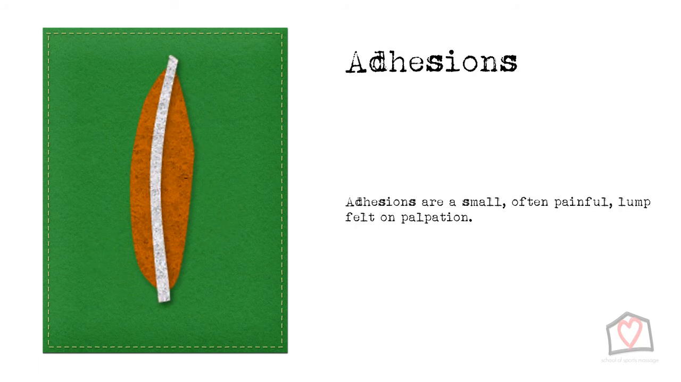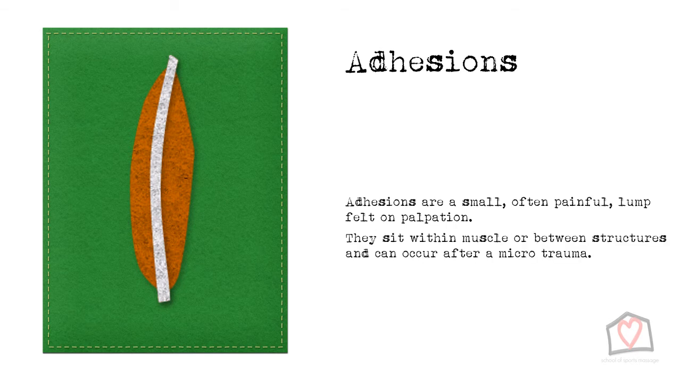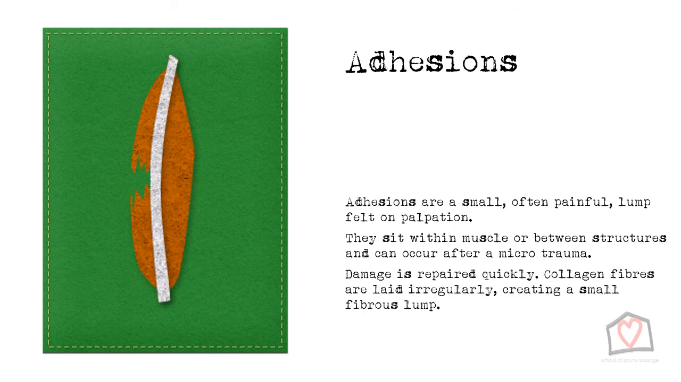Adhesions are the next key point to consider. They are a small lump on palpation, often painful, and can sit within the muscle or between structures. They typically occur after a microtrauma. This might be exercise, which damages muscle fibres on a localised basis, or external trauma. This damage is repaired quickly by the body by laying down collagen fibres in an irregular fashion, creating a small fibrous lump that can be felt on palpation.